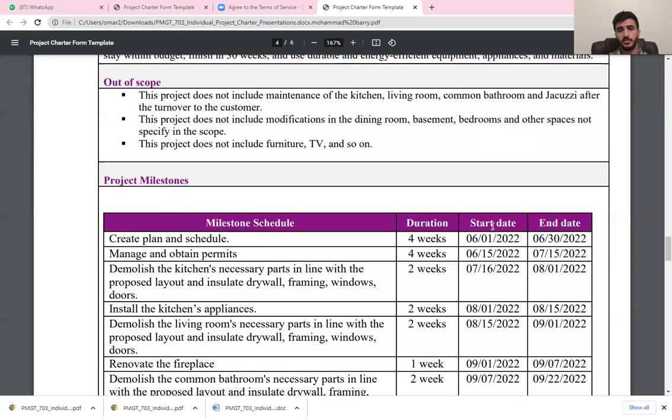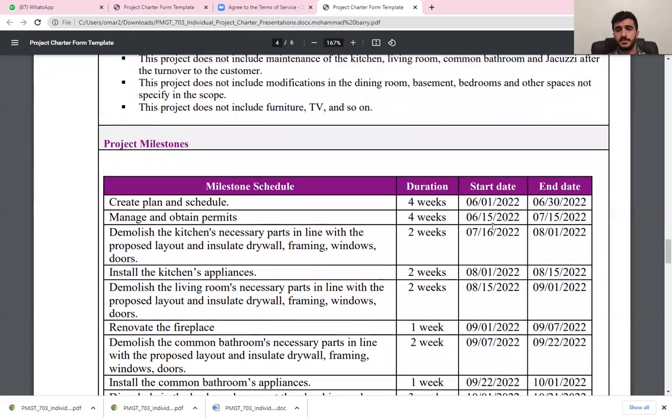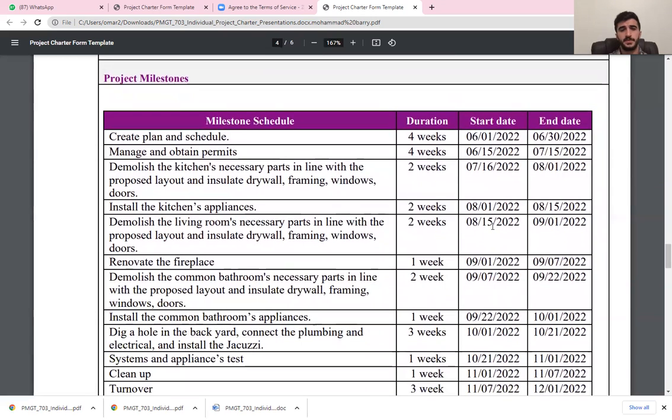After that, we have the common bathroom. It's gonna take 2 weeks from the 7th of September to 22nd of September. And the installation of the common bathroom is gonna take 1 week from 22nd of September to 1st of October. And for the jacuzzi, we are going to dig a hole, which takes 3 weeks from the 1st of October to 21st of October.